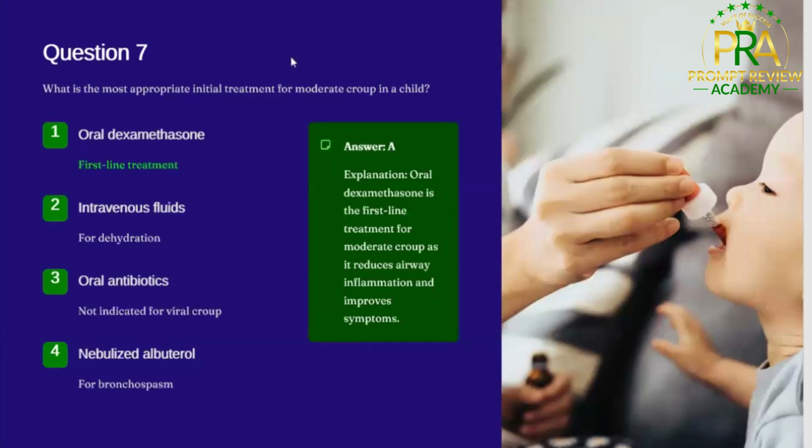What is the most appropriate initial treatment for moderate croup? Remember, we didn't say minor. For moderate croup, that means this person is having more symptoms than usual. So the answer is dexamethasone. We have intravenous fluid, we have oral antibiotics. We don't treat croup with antibiotics. Nebulized albuterol is for bronchospasm, but for moderate croup, where they are constantly having those symptoms, you can treat it with dexamethasone.